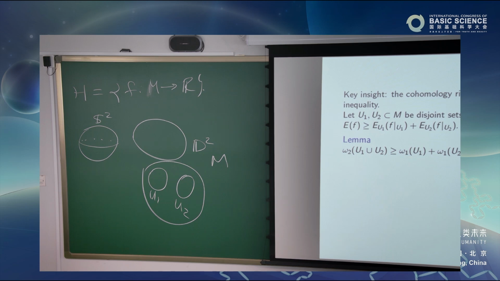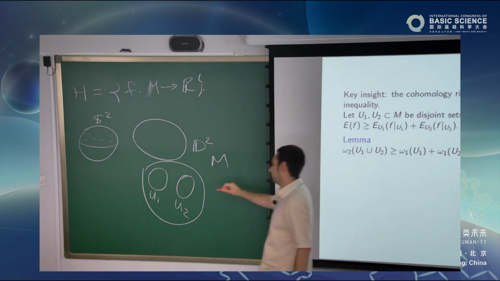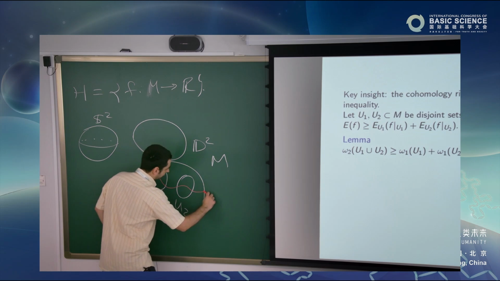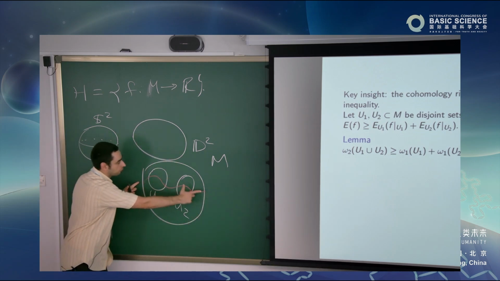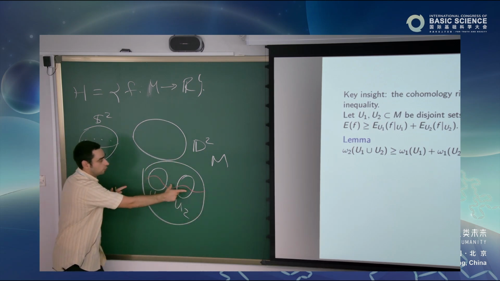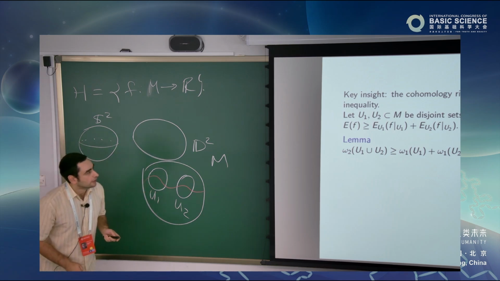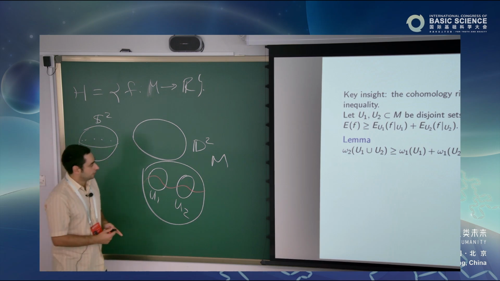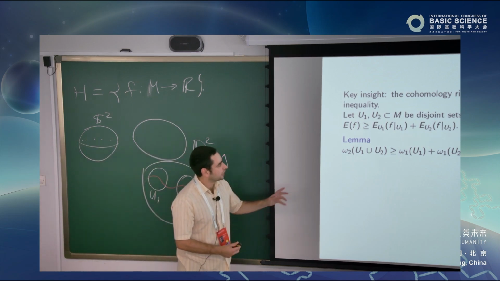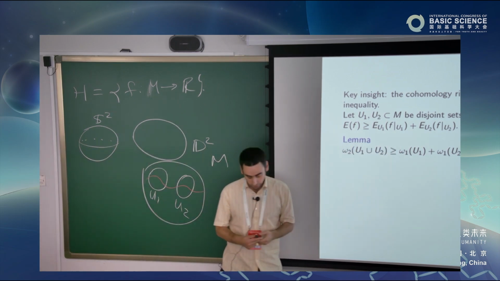So if you have some nodal set, then of course the volume of the whole thing is larger than the volumes of the restrictions to these two subsets. So if you have this relationship for your energy, then immediately you get this beautiful inequality.